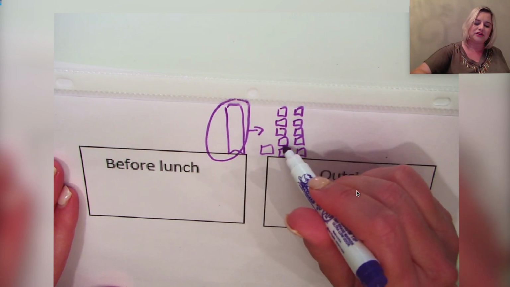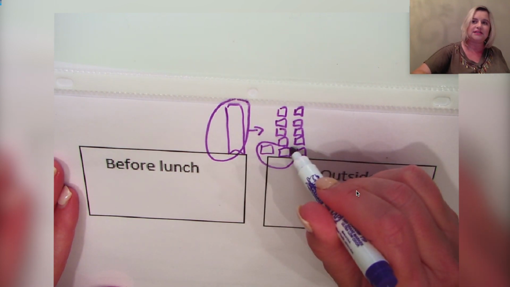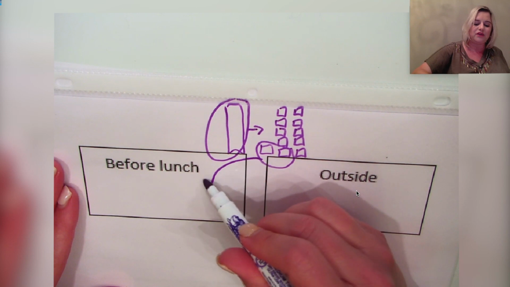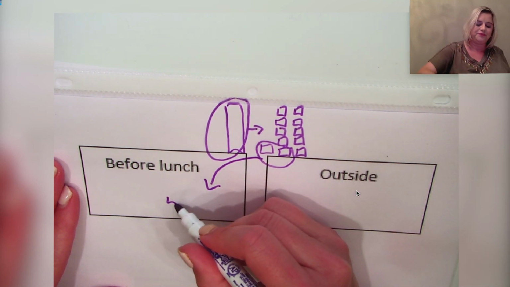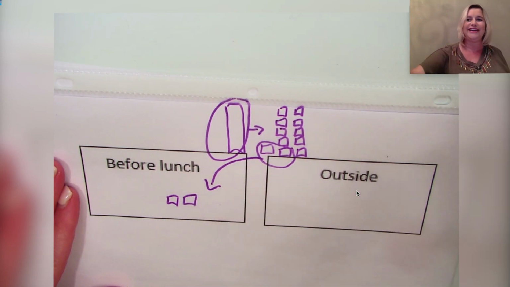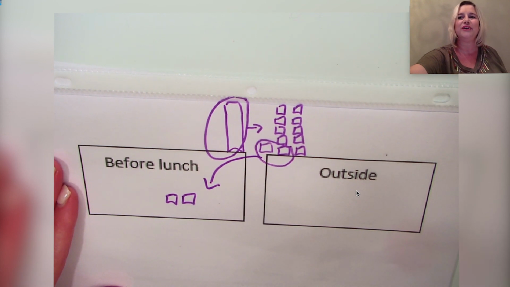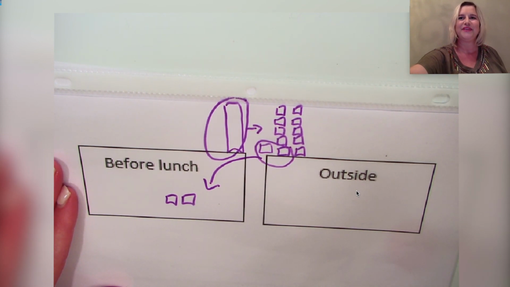I'm going to circle 2 of the boxes and I'm going to move them over to before lunch. I know before lunch he had 2. Hold up your model and let's compare. Great work! We still need to answer the question, how much water did Max drink outside?